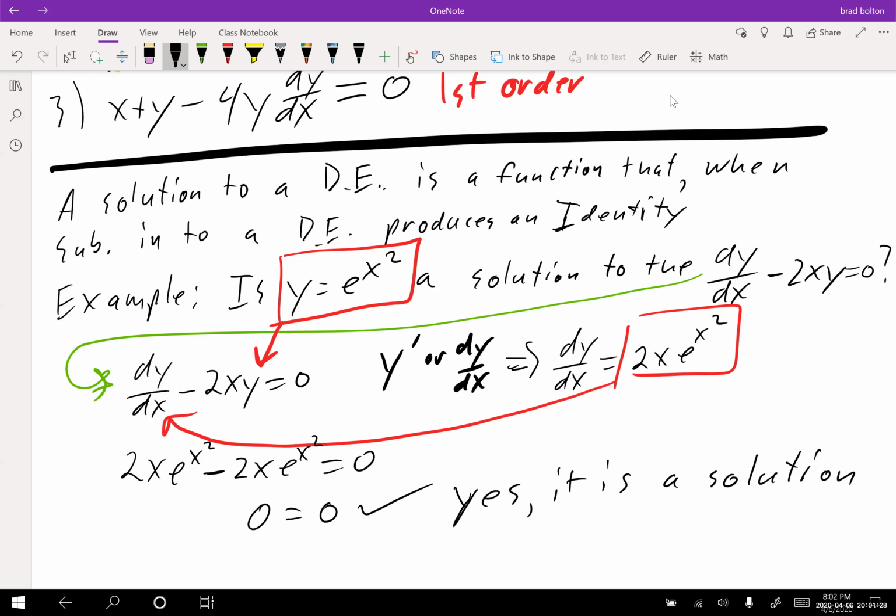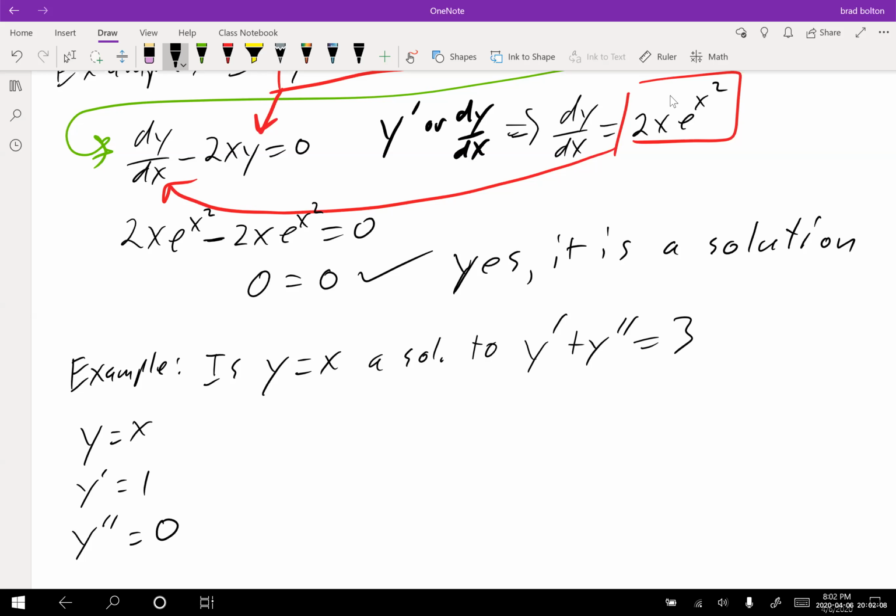Example 2. Is y equal to x a solution to y prime plus y double prime equals 3? Well, that means that if y is equal to x, then y prime is equal to 1 and y double prime is equal to 0. So we're going to plug this in right here.